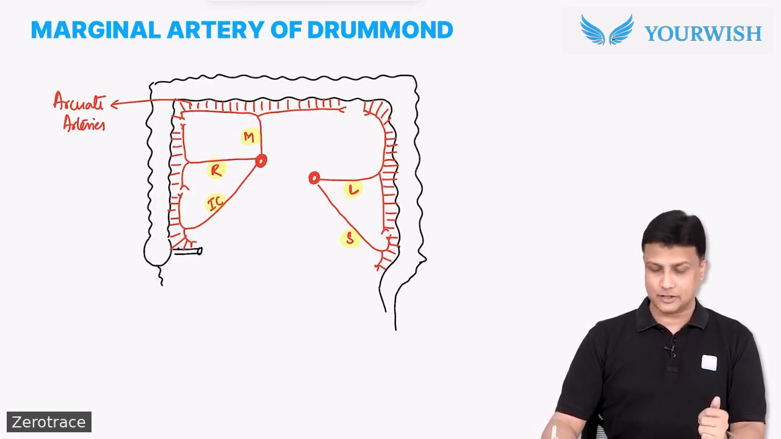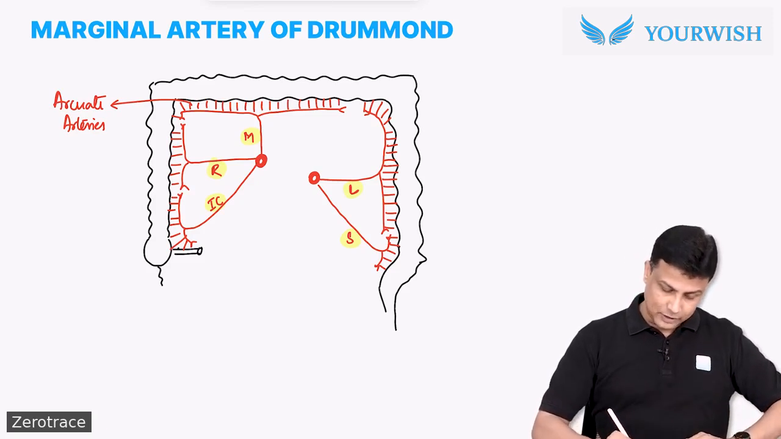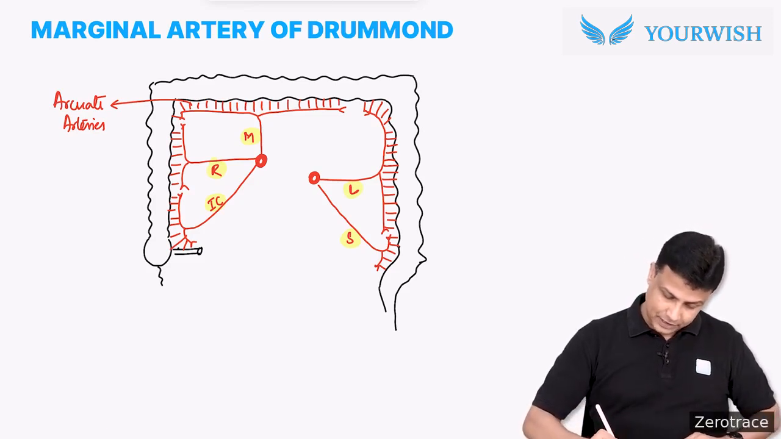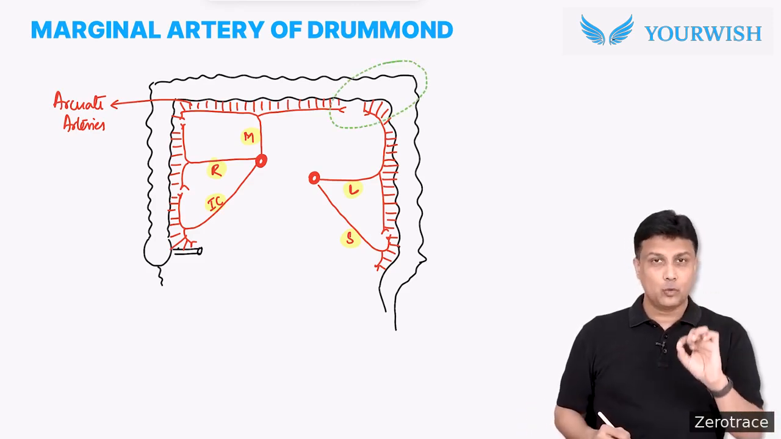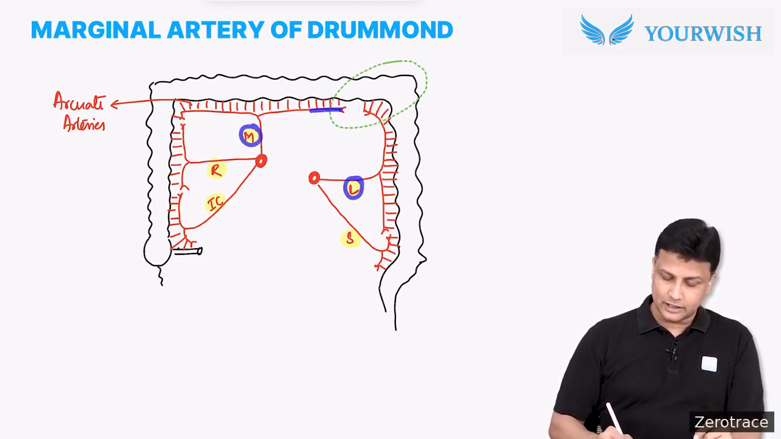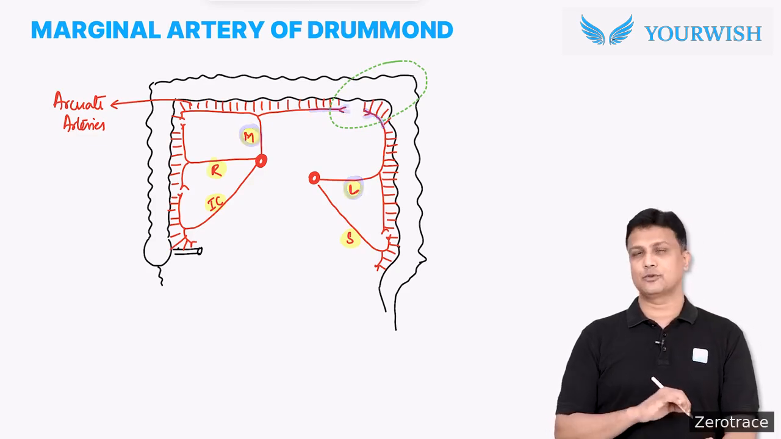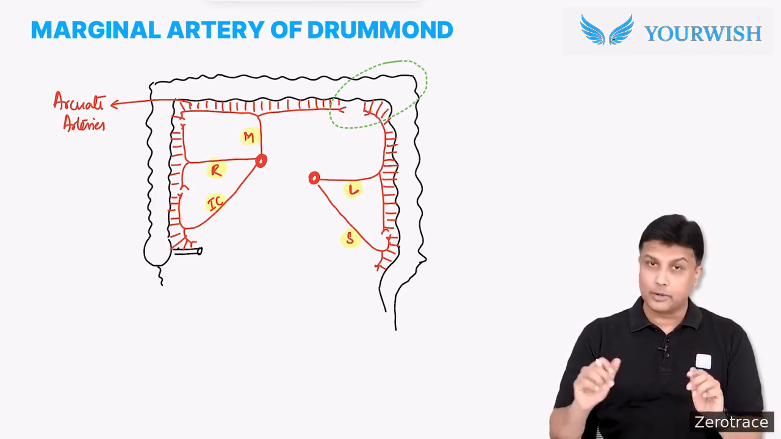What is the clinical application here? Now, what is going to happen here? Please observe this region very carefully here, my dear friends. I'm going to say this part here. Now, that is a place where the middle colic artery and the left colic artery are not going to form a proper anastomosis there. There will be no proper anastomosis. That anastomosis will be actually compromised there.